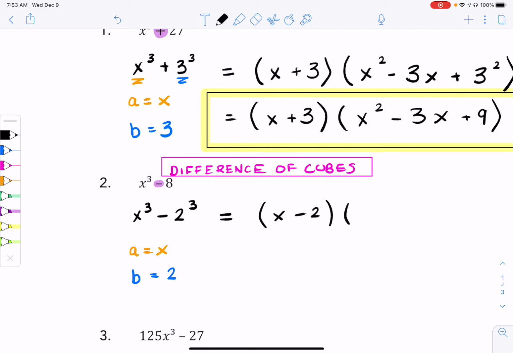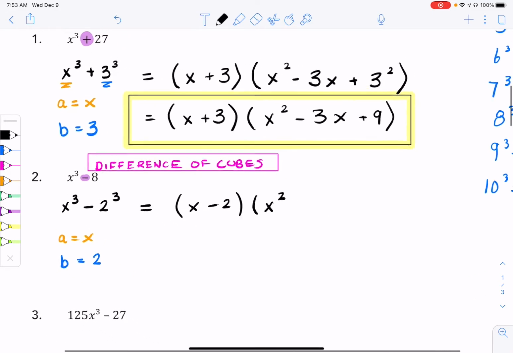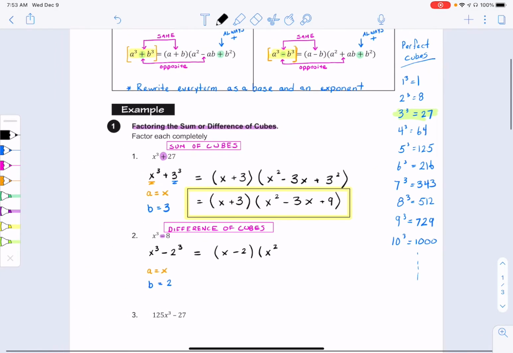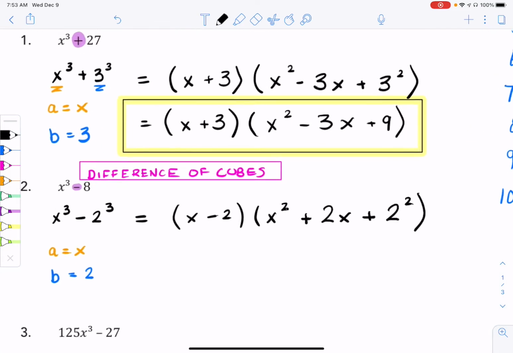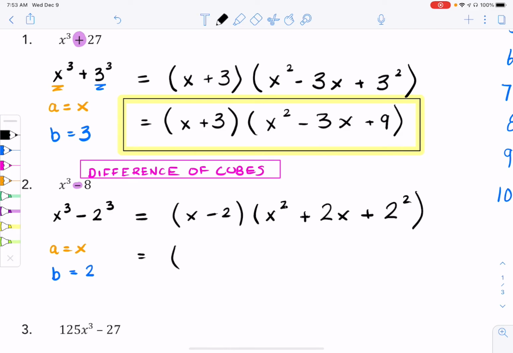The second expression is x squared, that's a squared. I'm following this up here if anyone's wondering. So a squared plus ab, so plus 2 times x, and then plus 2 squared, or b squared. The only thing I can do is simplify. X minus 2, x squared, plus 2x, plus 4.